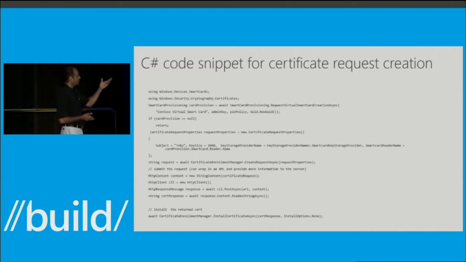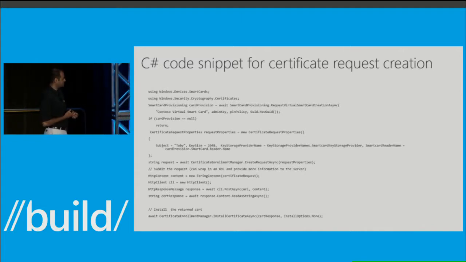You start with creating a virtual smart card. For example, in this case, we call the request virtual smart card creation async API to create a virtual smart card. Then on the client PC, we create a certificate request. You set some attributes, so you specify a subject name and key size. The key storage provider for this request is the smart card key storage provider, and you specify a reader name, which you get from the card provision object that you get when you create the card. That ensures that the key is created on the smart card that you have just created.